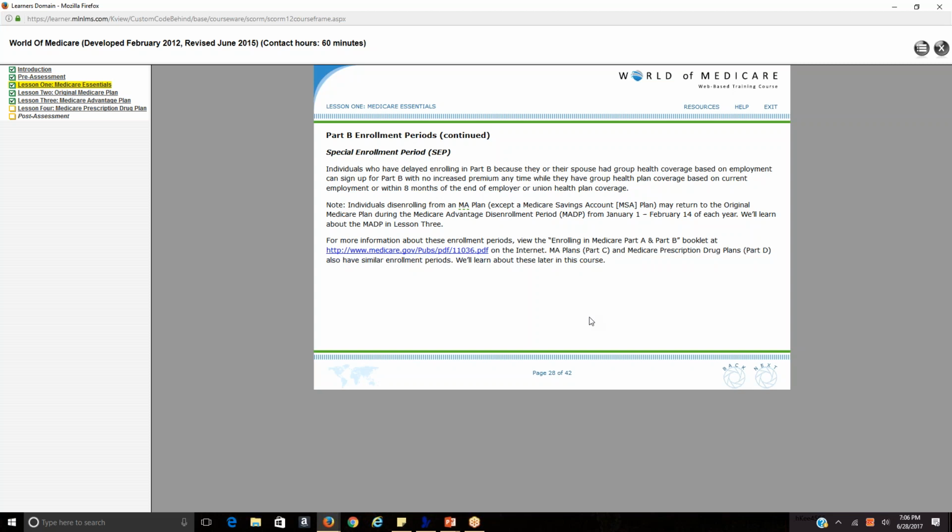You can sign up for Part B with no penalty and no increased premium at any time, as long as you have the group health plan coverage based on current employment or within 8 months of the end of that coverage. So if you retire, let's say you become eligible for Medicare at 65, but you don't retire until 70. So for those 5 years, you can go without Medicare Part B. You'll have Medicare Part A because that's an automatic enrollment, but you don't have to choose Medicare Part B. You don't have to choose the drug plan or the supplement.